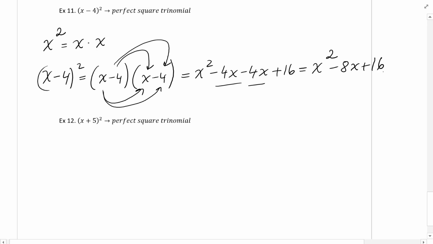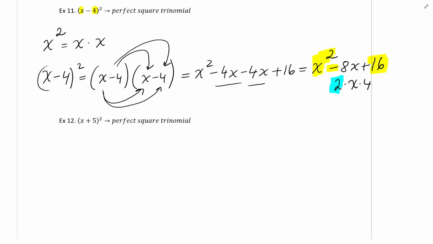Or in other words, we got the first term squared, right? We got x squared. We got the second term squared, 4 squared. But we also got negative 2 times x times 4. So we got 2 times the first term times the second term. And this is called a perfect square trinomial.